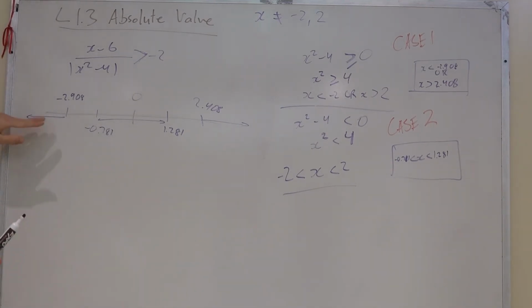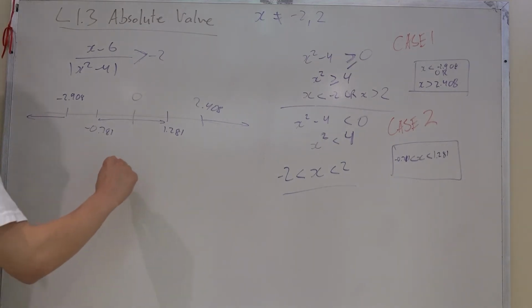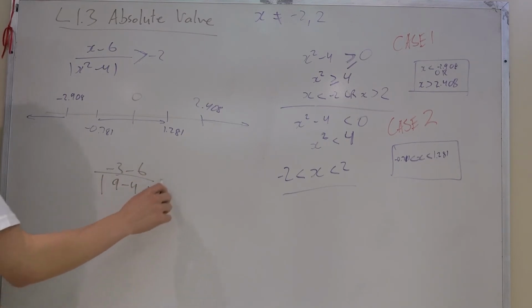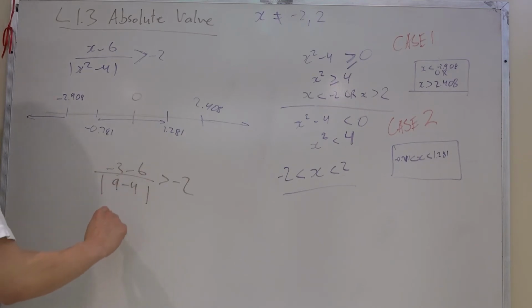And just for fun, let's do one more. We can choose negative 3. So we put negative 3 minus 6 over, again, negative 3 squared is 9 minus 4. And then we want to check if this is bigger than negative 2. What does that give? Well, it gives negative 9 over, and this is 9 minus 4, which is 5. And this is obviously bigger than negative 2 as well. Okay. So I think I've managed to complete this successfully.